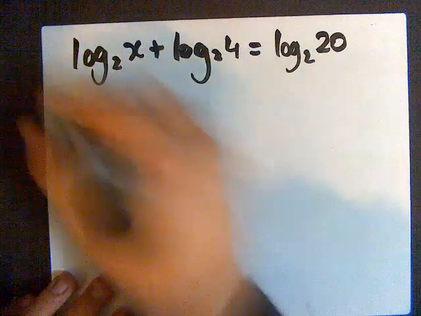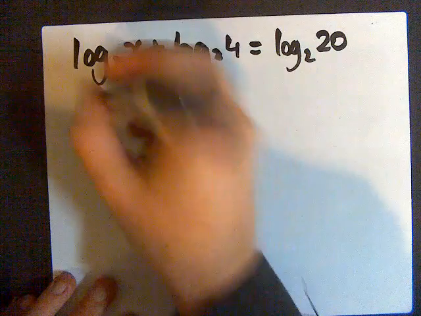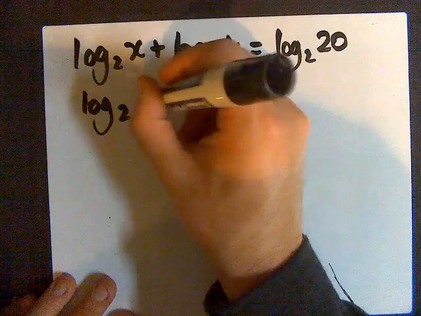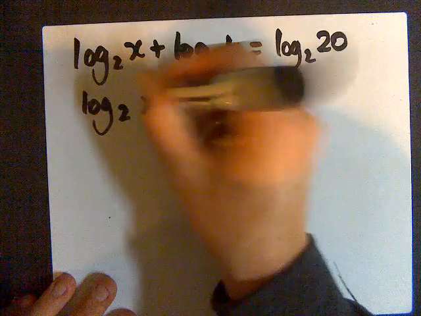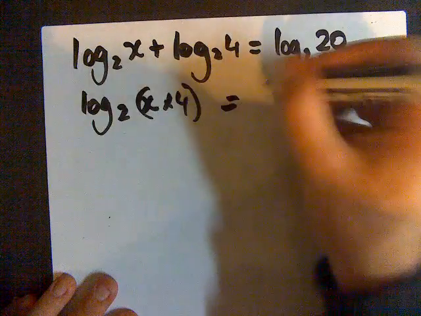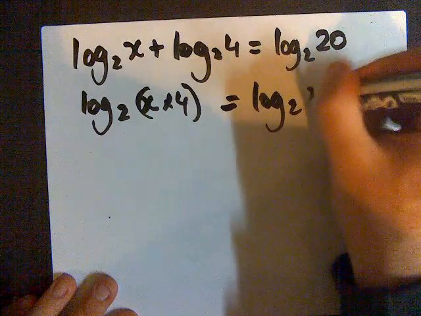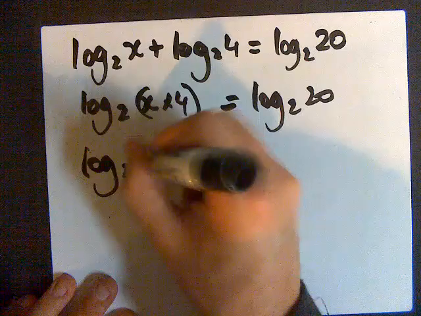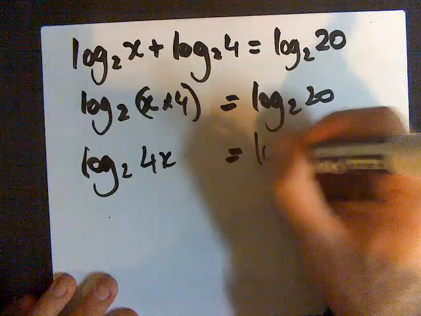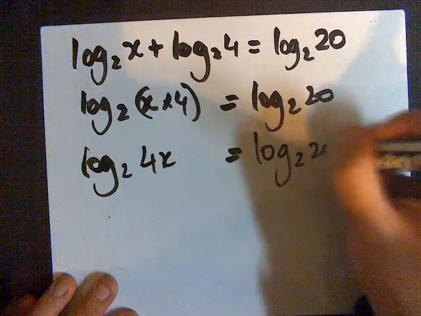So if we think about our log laws, let's just deal with this first. This is going to be log base 2 of x times 4 equals log base 2 of 20. So it's going to be log base 2 of 4x is log base 2 of 20.